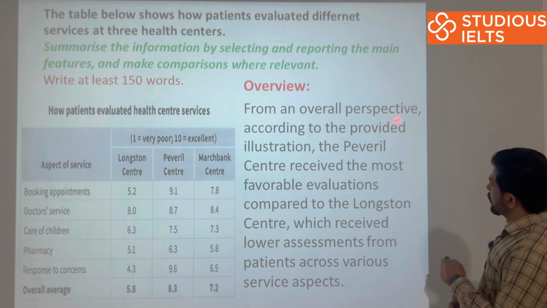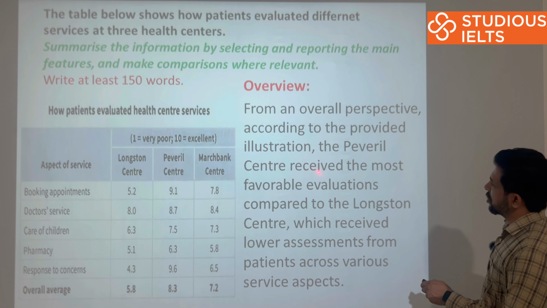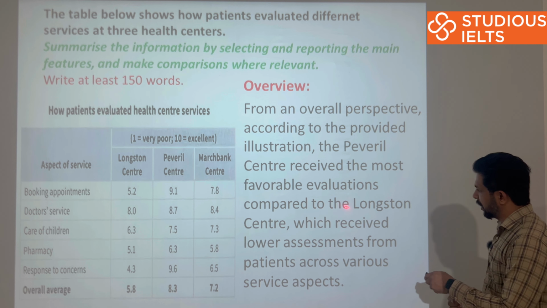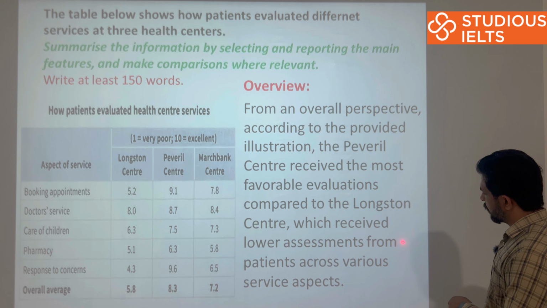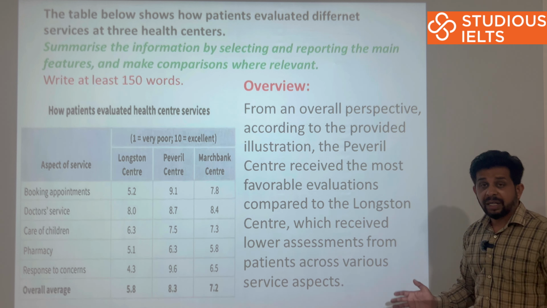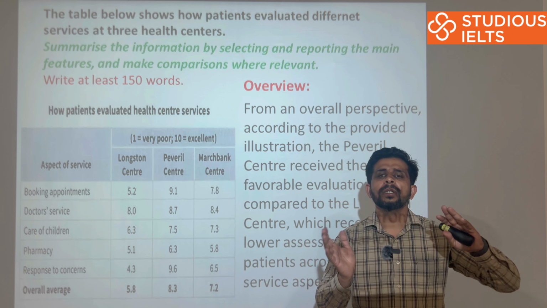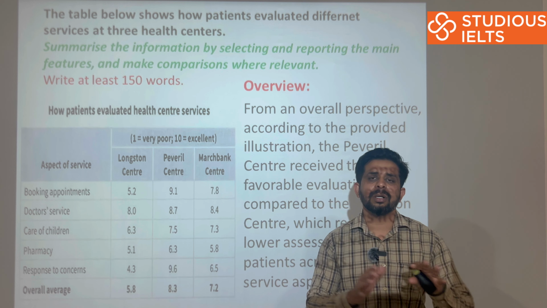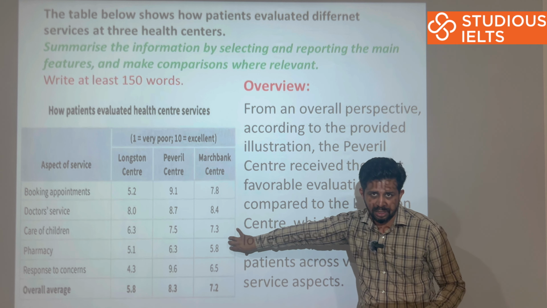Okay, from an overall perspective, according to the provided illustration, the Peveril Center received the most favorable evaluations compared to the Longstone Center, which received lower assessments from patients across various service aspects. So what do we have to do in an overview when there is data? We just have to talk about the highest one, we have to talk about the lowest one, or sometimes we have to talk about the trends, that if this is a progression, because here it is not progression.